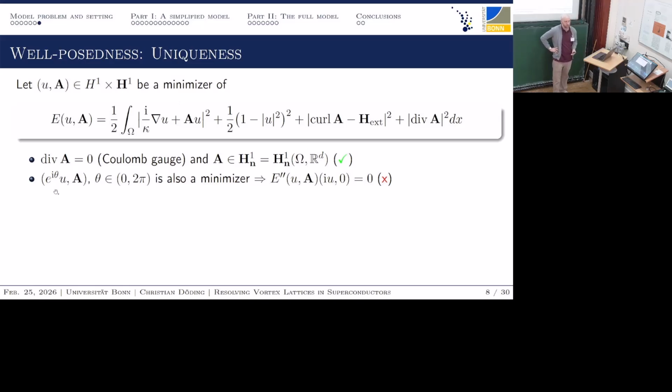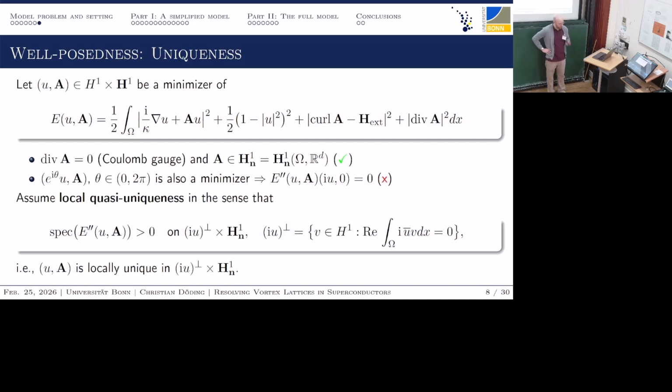Namely, I can rotate any minimizer with some complex phase and it's still a minimizer. So actually, there is a whole manifold of minimizers, if I found one, which means that there is a neutral mode of the second Fréchet derivative, which is the generator of this manifold, which is iu in the order parameter. So we need to keep track a little bit of this neutral mode, and we will block it. And what we then assume about the minimizer is that the spectrum of the second Fréchet derivative at the minimizer is actually positive if we block this neutral mode in this fashion here.